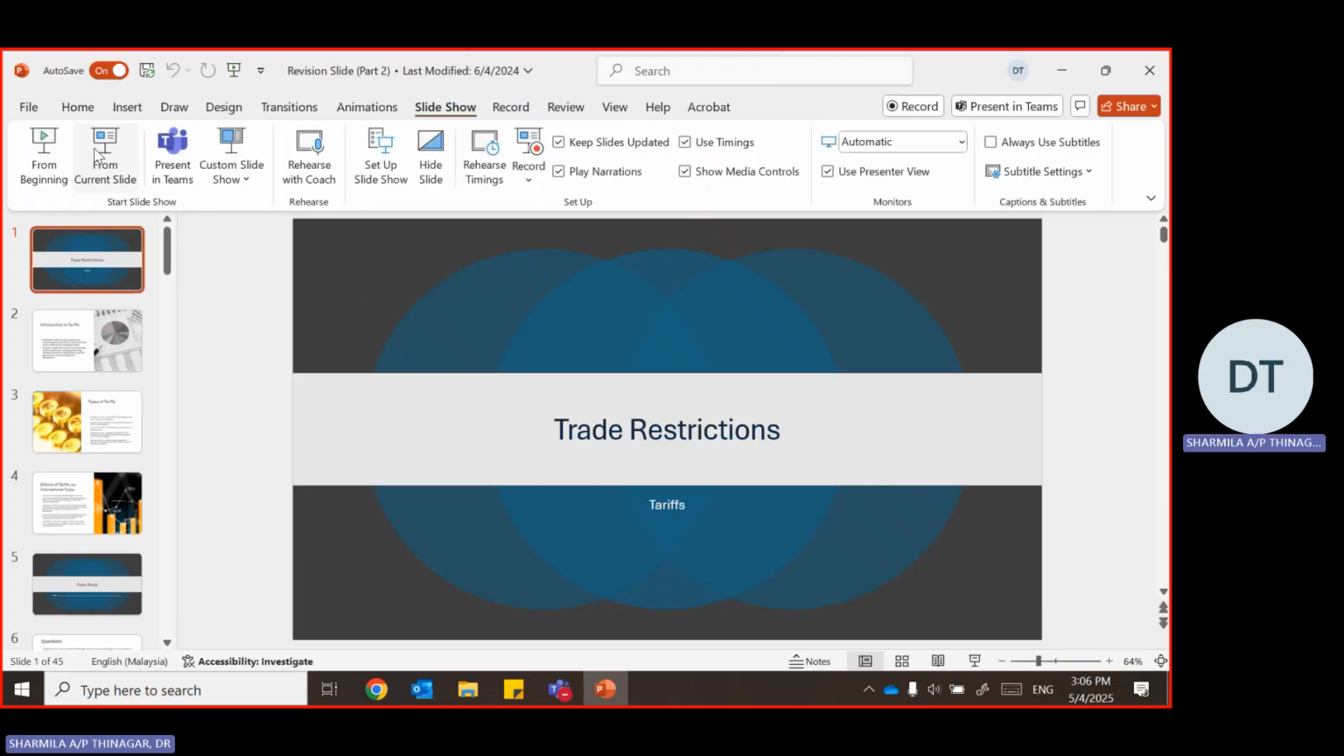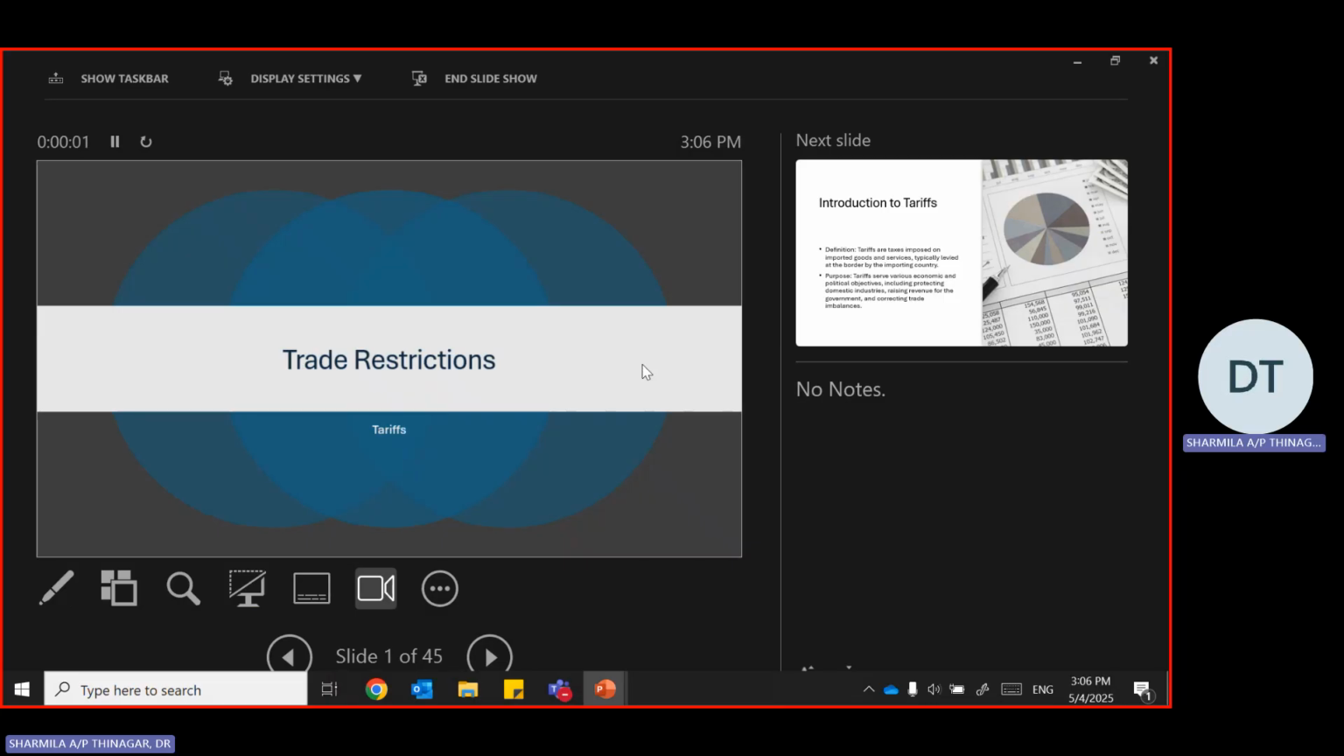We have the last 2 more chapters that are important for your midterm. Like I said, your section B, the case study that I'm going to give you, will be based on trade restrictions. So it can be either tariff or non-tariff. It can be either one, right? But it doesn't mean that it's just going to focus on tariff and non-tariff. I can relate it to your demand and supply as well, right?